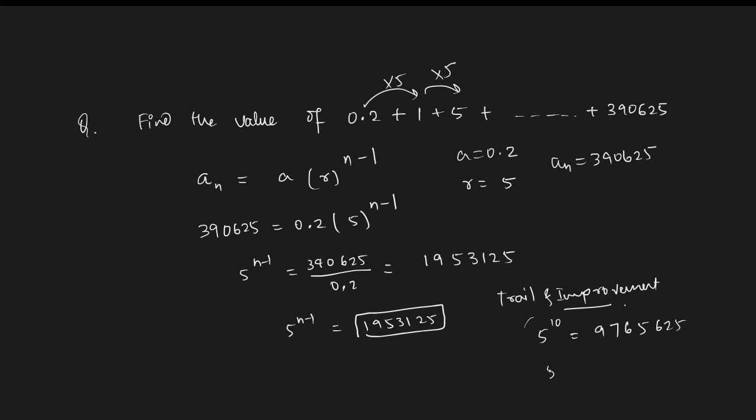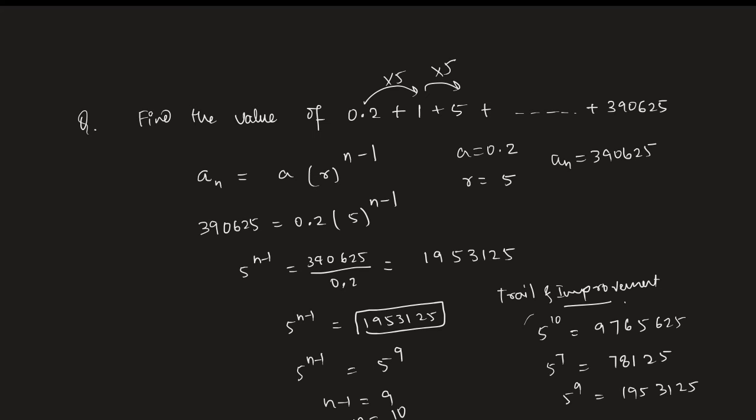Let's suppose 5 to the power 7 gives me 78125. Now again this is a smaller value, so I will check 5 to the power 9. 5 to the power 9 gives me 1953125. So I can replace this as 5 to the power n minus 1 equals 5 to the power 9. Now the base is the same, so I can equate the powers. So n minus 1 equals 9, so n equals 10.